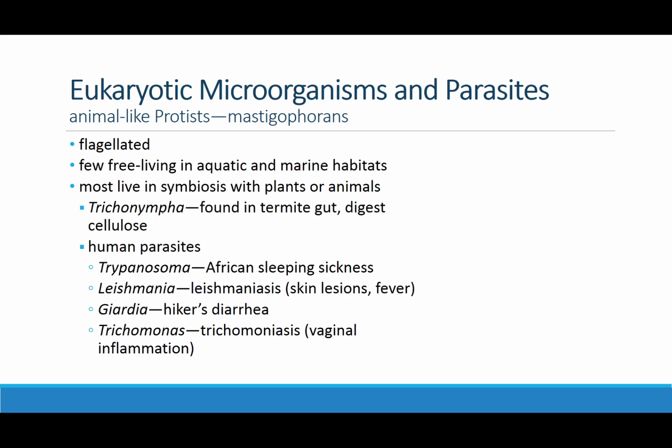There are some that live in symbiosis with plants or other animals. So one of those is the termite endosymbiont Trichonympha. So Trichonympha is a protozoan, and it is what's capable of digesting the cellulose in the plant material, in the wood, that termites eat. So without Trichonympha, termites are incapable of digesting cellulose, and so they couldn't survive eating on the wood of your house.